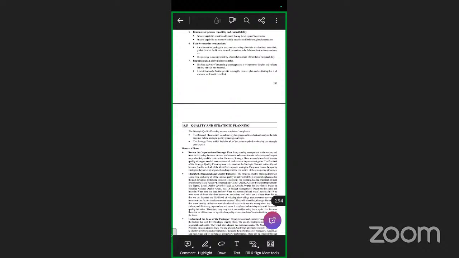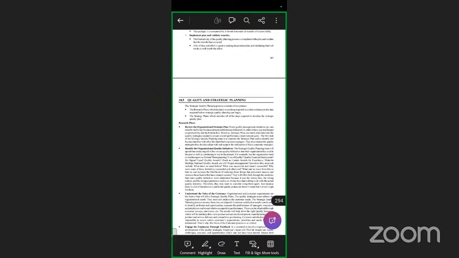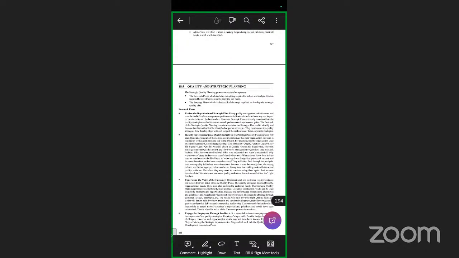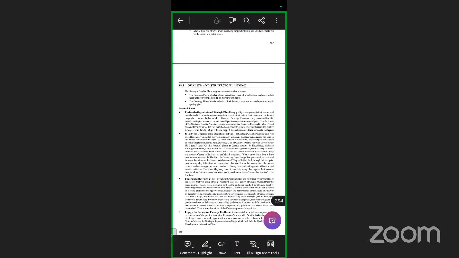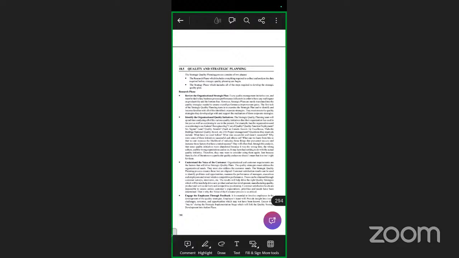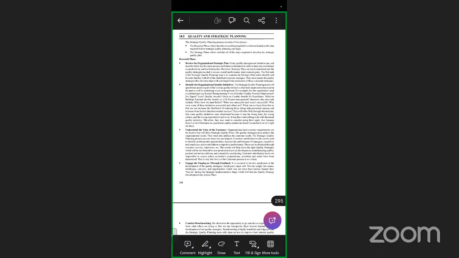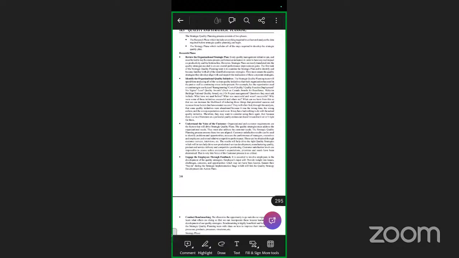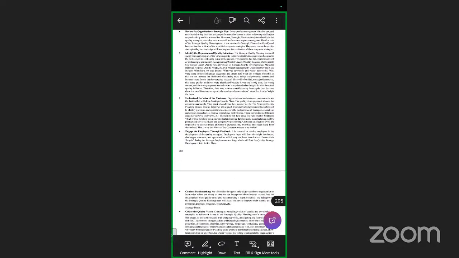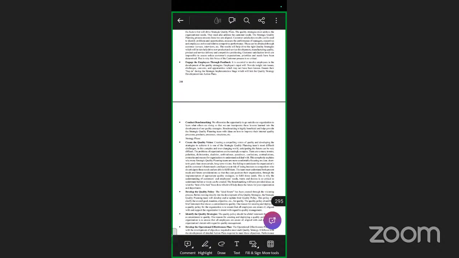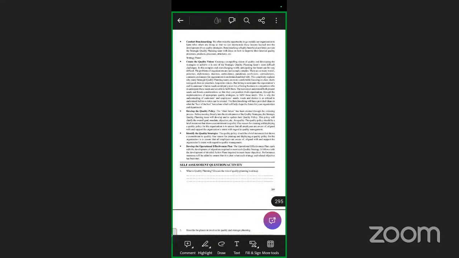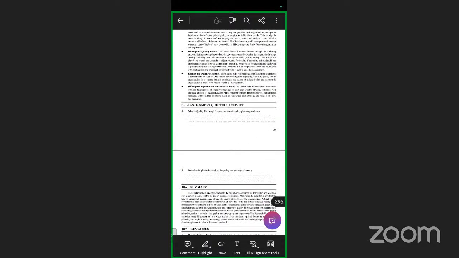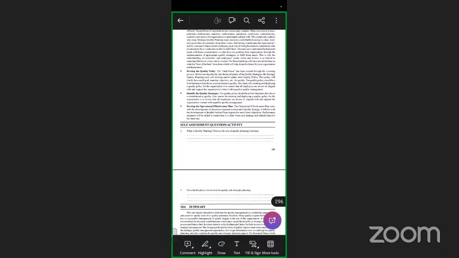Next, quality and strategic planning, how they are going to plan. Here, the strategic quality planning consists of two phases: research phase and strategic phase. In the research phase, they include everything required to collect and analyze the data required before strategic quality planning design. So in the research phase: review the organization's strategic plan and identify the organization's quality initiatives, understand the voice of the customer, engage the employees through feedback, conduct benchmarking, develop the quality policy, identify the quality strategy, develop the operational plan. So these are the steps involved here.